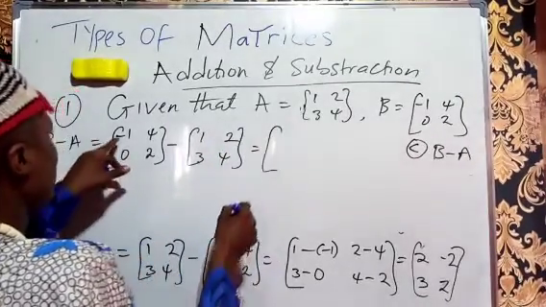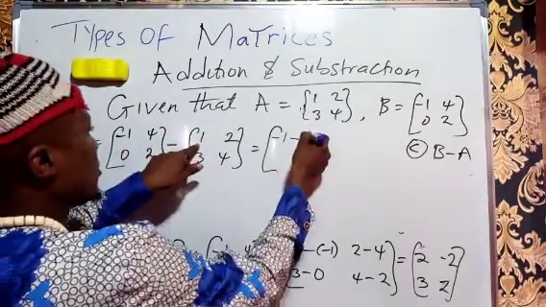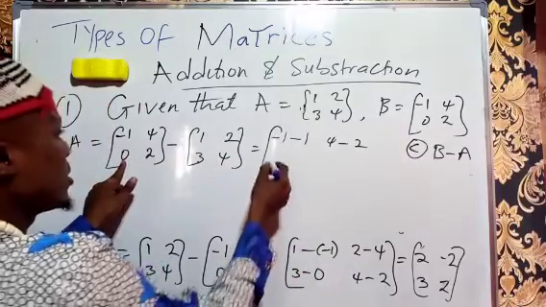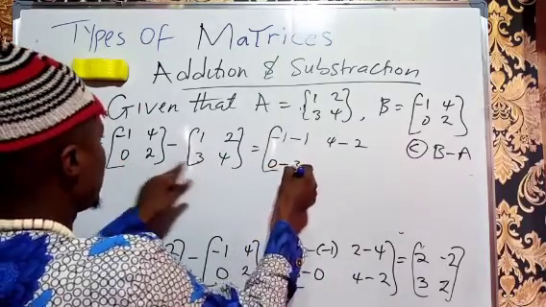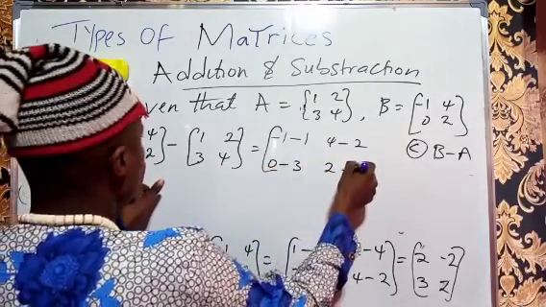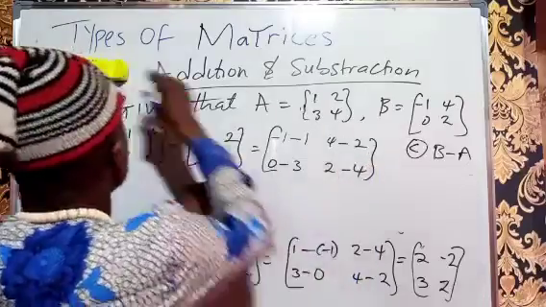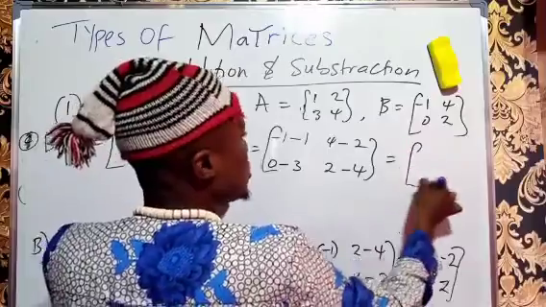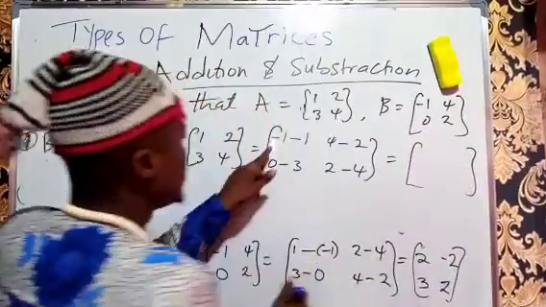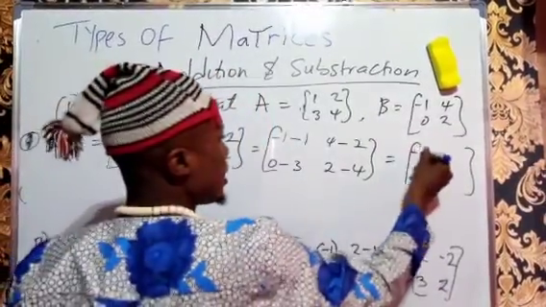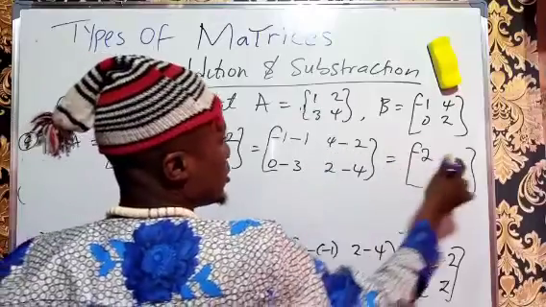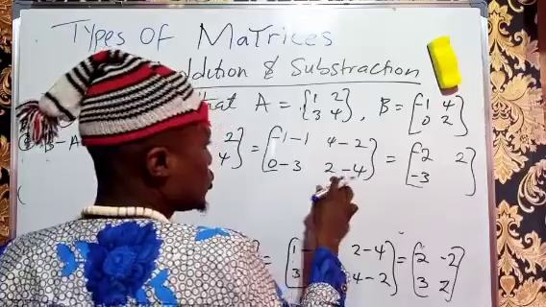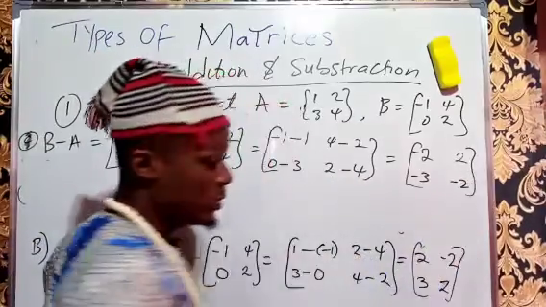As usual, you have the first minus first, second minus second. So this is equivalent to minus 1 minus 1, which will give us minus 2. 4 minus 2 is 2. 0 minus 3 is minus 3. And 2 minus 4 is minus 2.